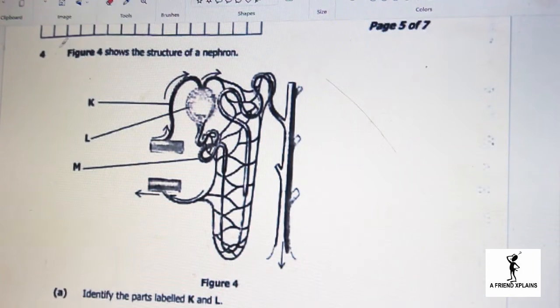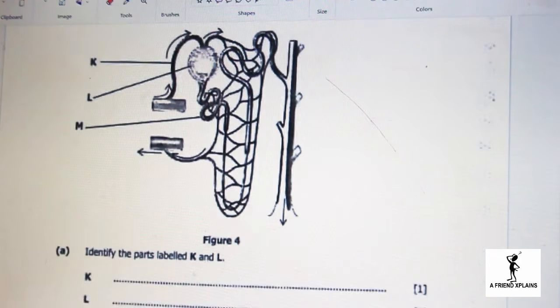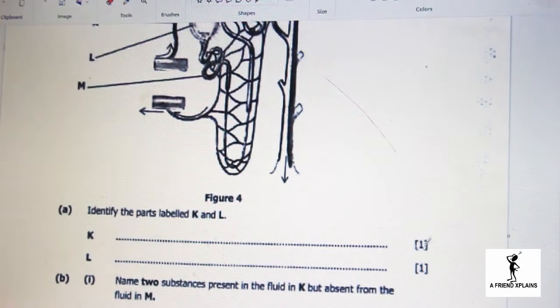This was question 4 for 2021, and it says: Figure 4 shows the structure of a nephron. You can see that we have this structure, and we've got these K, L, and M. Question number 1 says identify the parts labeled K and L. K is 1 mark, L is 1 mark, so together, if you answer this, you're going to get yourself 2 marks.